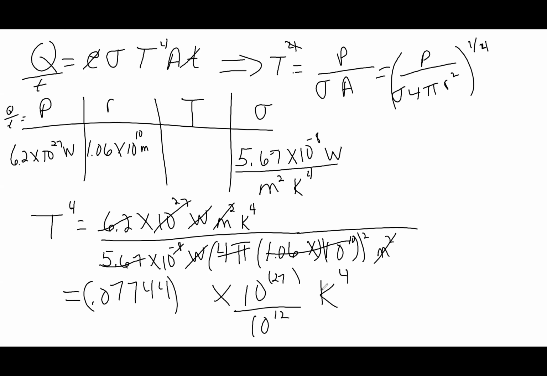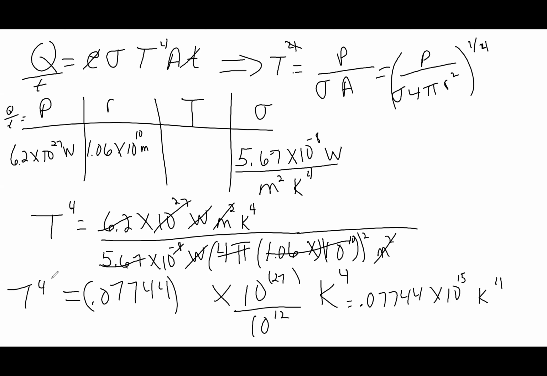So now, what I want to show you is this. The best way to solve this kind of problem, class, is to think about how easy it is to raise even numbers to a power as opposed to odd numbers. In other words, when I say 0.07744 times 10, 27 minus 12 is 15. Okay, k to the fourth. So now I want to take the fourth root of that.